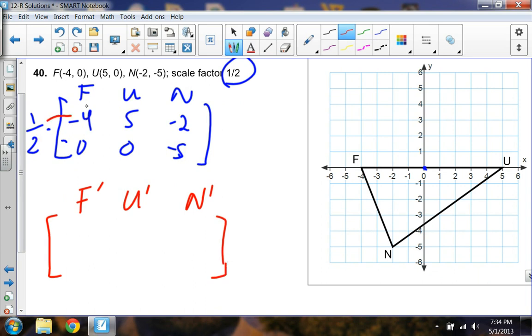1/2 times -4 is -2. 1/2 times 0 is 0. So F prime should be at the coordinate point. This is x and y. F prime should be at -2, 0. Right there.